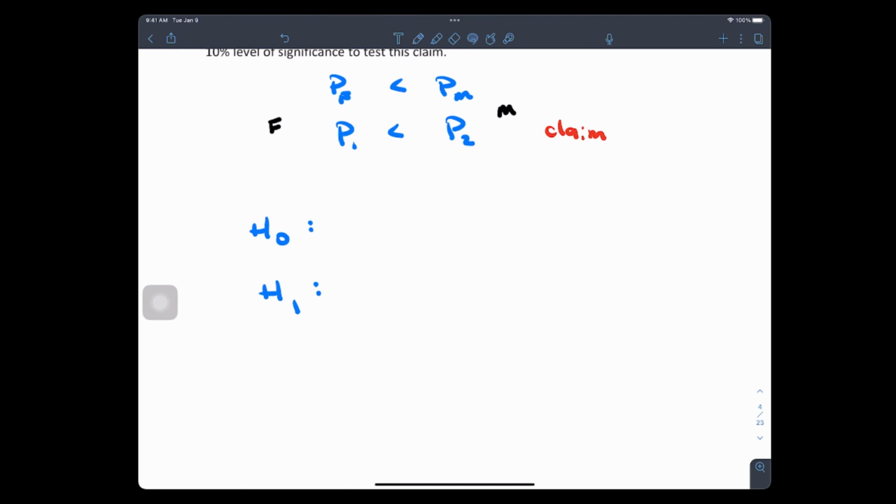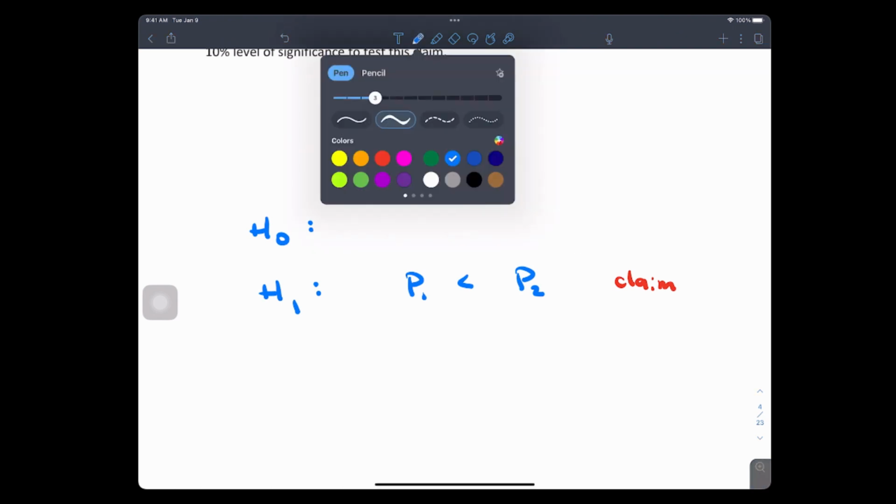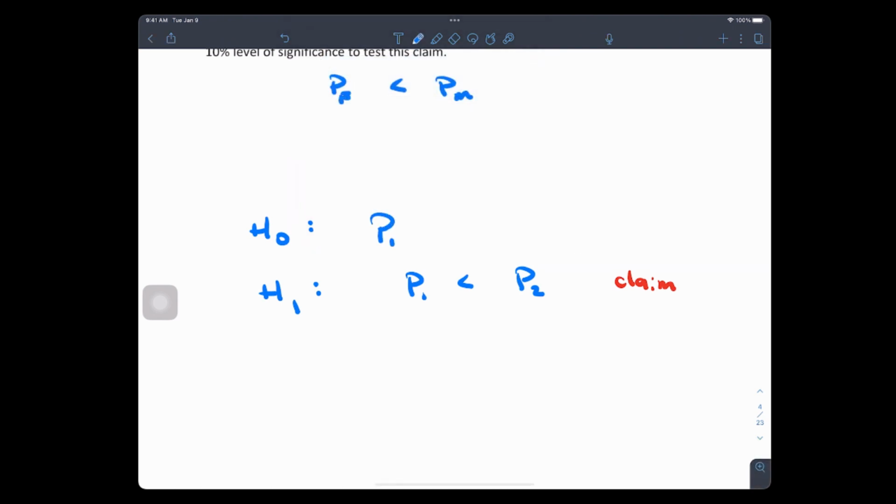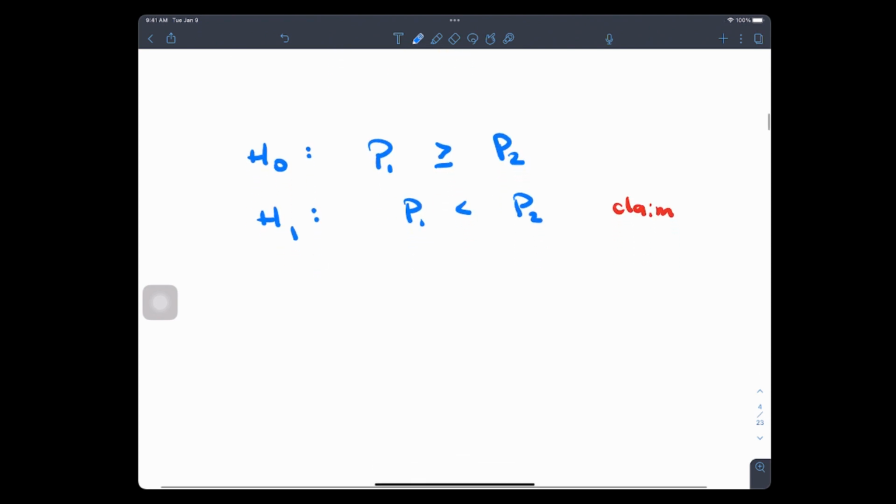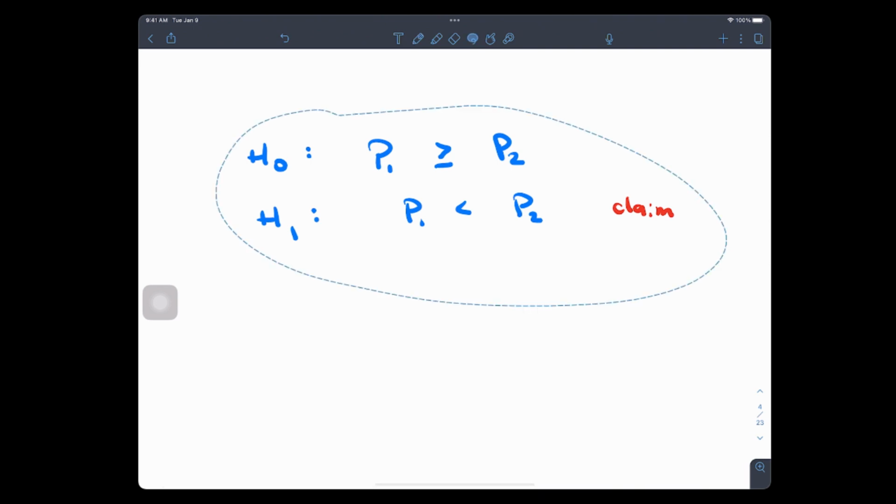Now, is this a null? Let's see if it worked. Is it a null or is it an alternate? Good. How do you know it's an alternate? Good job. You see what I mean? What's the opposite of this statement here? P1 greater than P2. That's a logical opposite. You guys okay with that? So this is how you start this off.